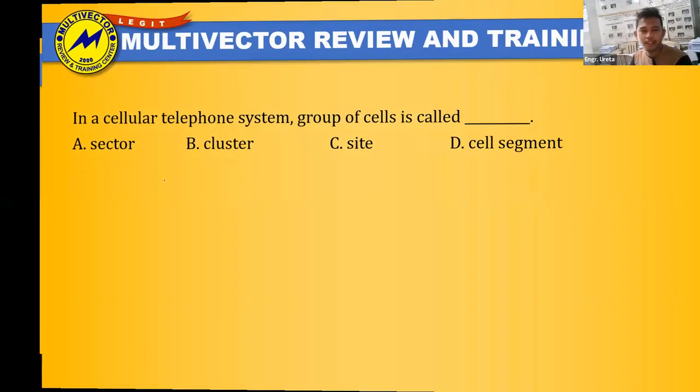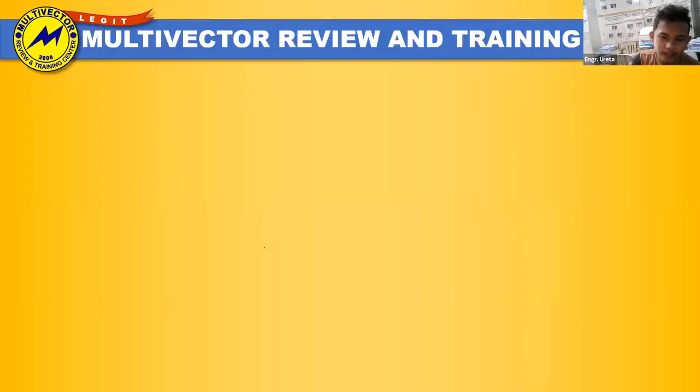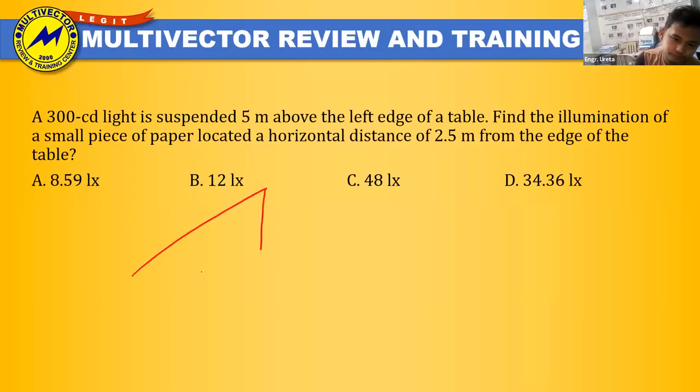Problem number 96: a 300 candela lamp is suspended 5 meter above and 2.5 from the edge, with respect to the paper. This is the figure. What is being asked is the illumination of the paper.